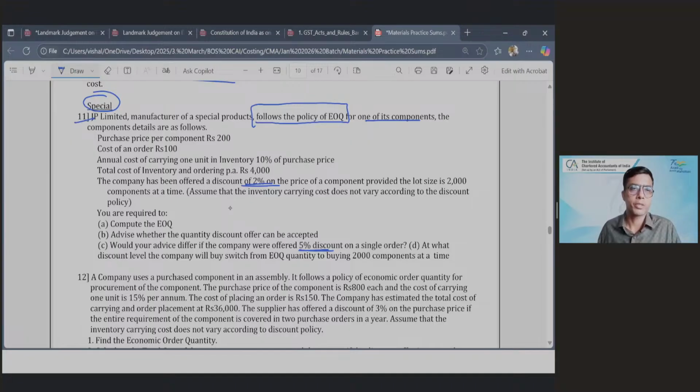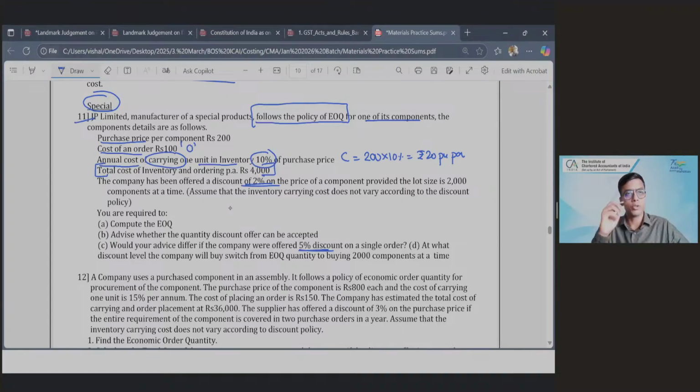The details are purchase price is given, ordering cost, that is O, is given. Annual cost of carrying one unit, that is C, is given, which is a percentage. So I can find out C, which is 200 into 10%. So it is rupees 20 per unit per annum. Till now, everything fine. Now, what is the special point of this sum is this.